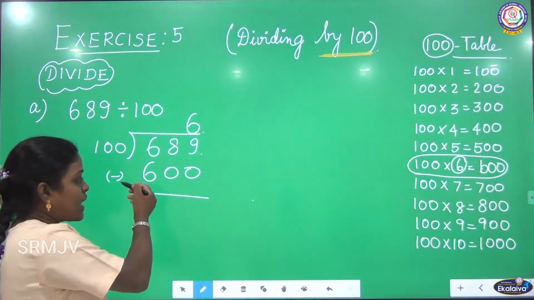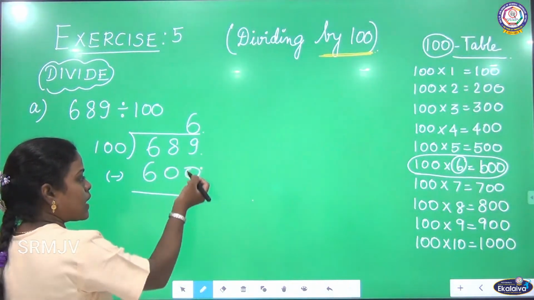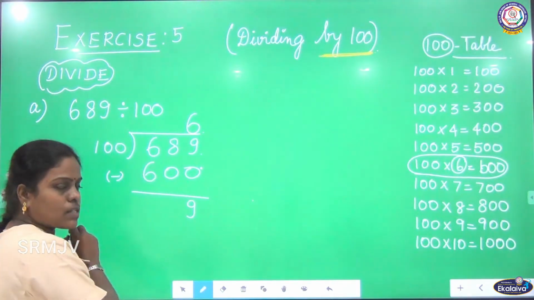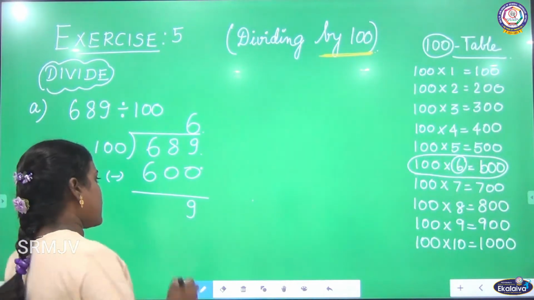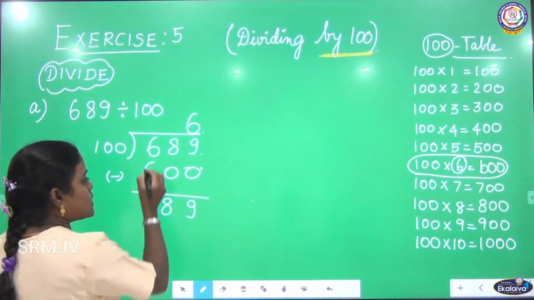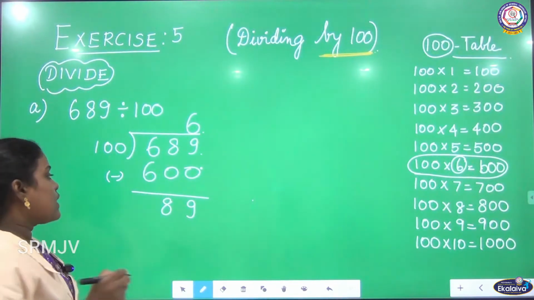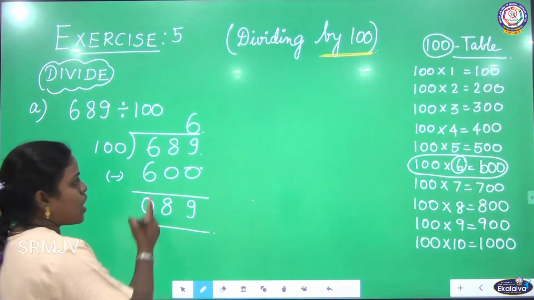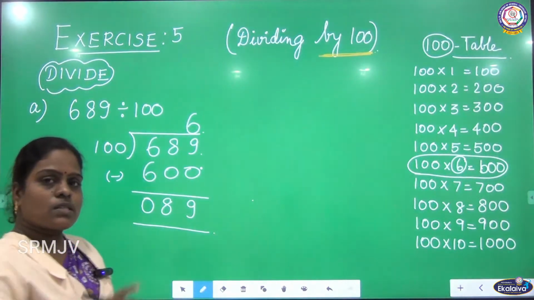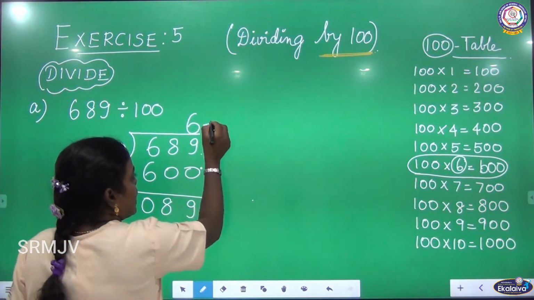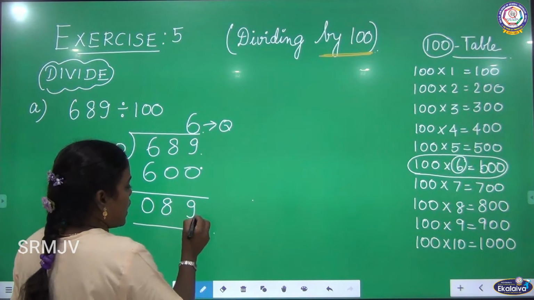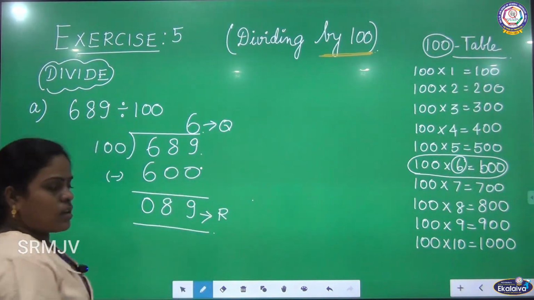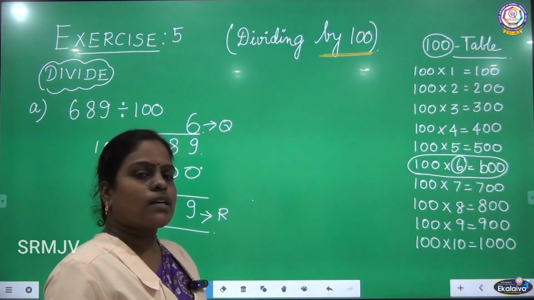689 minus 600: 9 minus 0 is 9, 8 minus 0 is 8, 6 minus 6 is 0. Yes, now listen, the number which is above is the quotient and the number below is the remainder. Now let us write down the answer.